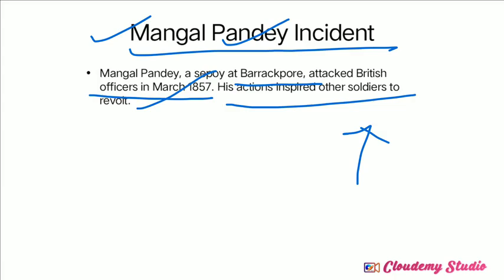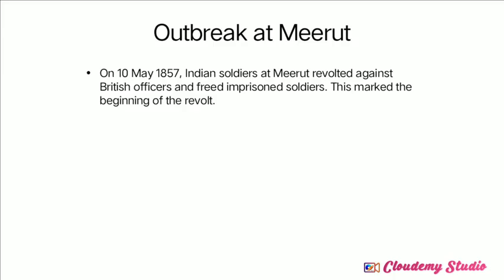But when Mangal Pandey single-handedly attacked the British officers, it became a motivation to other Indian soldiers. So it created the beginning, or spark, of the revolt of 1857. So next one, outbreak at Meerut.